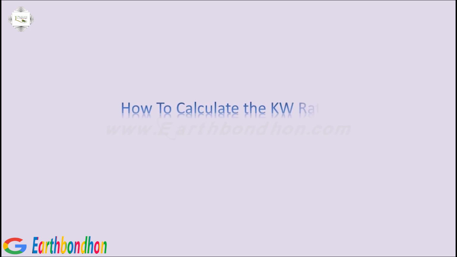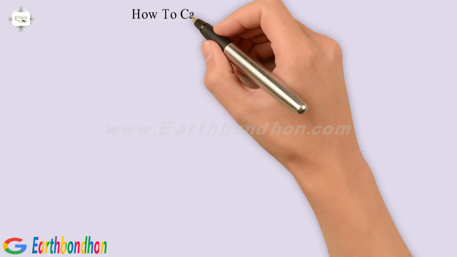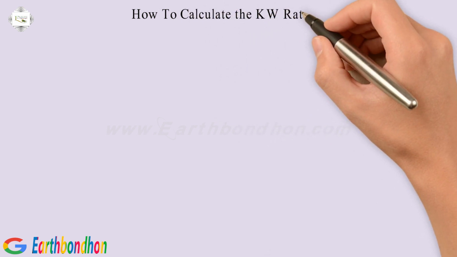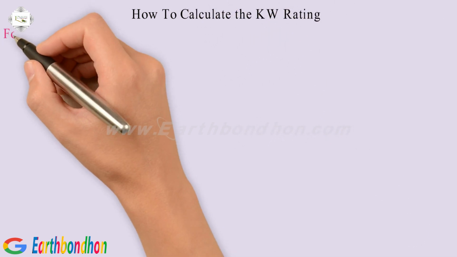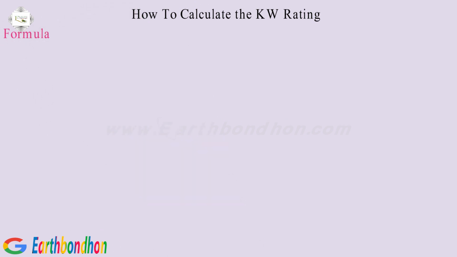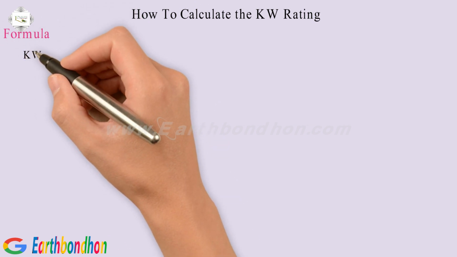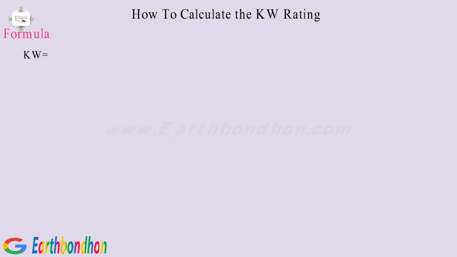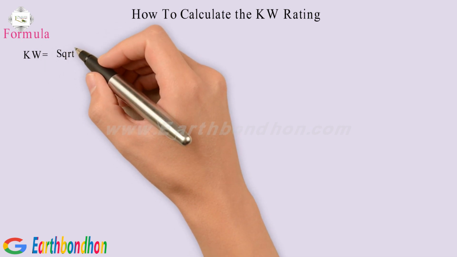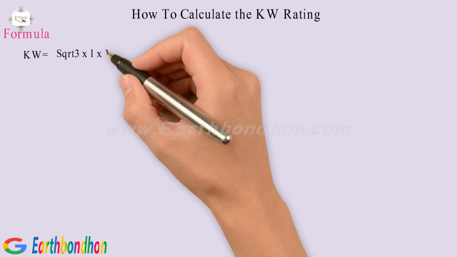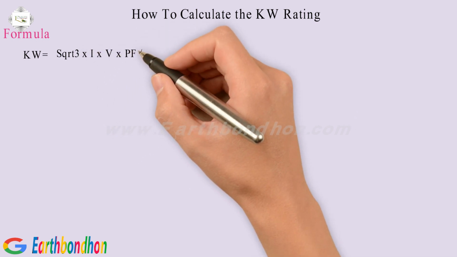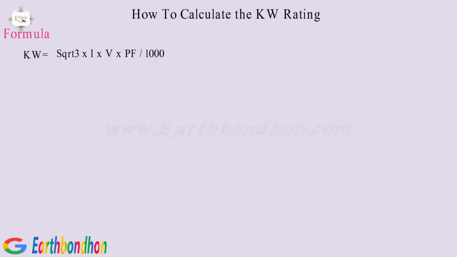How to calculate the kilowatts rating. Three-phase line. How to calculate the kilowatts rating. Formula: kilowatts equals SQRT3 multiplication I multiplication V multiplication PF division 1000.